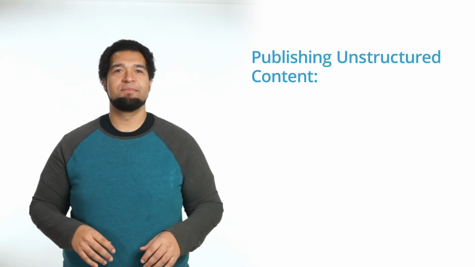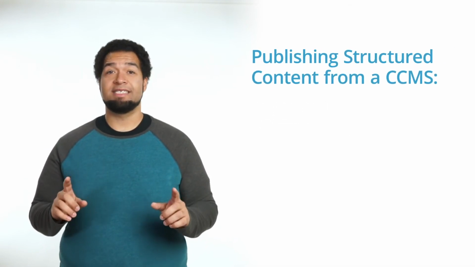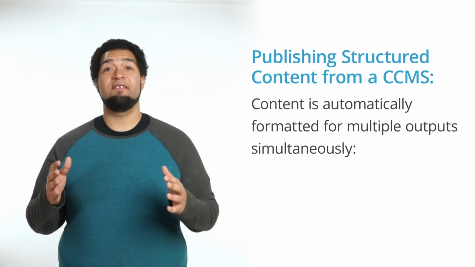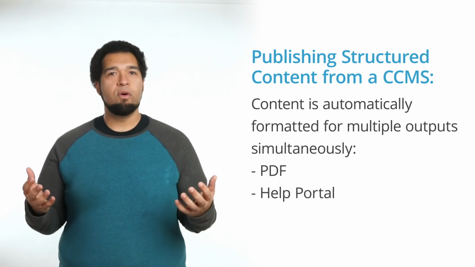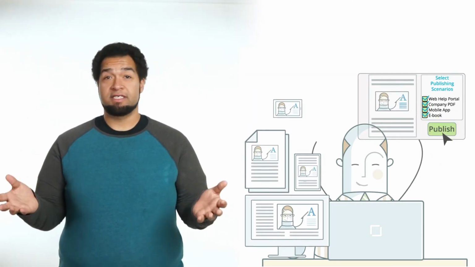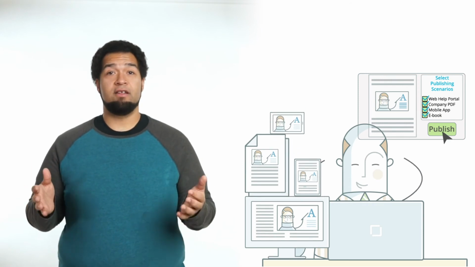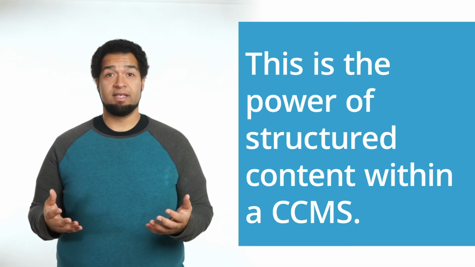It's time to publish. In unstructured systems, publishing is frustrating and time-consuming. But with a CCMS, your content is automatically formatted for multiple outputs simultaneously. PDF, help portal, websites, chatbots. Simply select your audience, select your outputs, and publish. Just like that, you produced a multi-channel experience personalized to your reader. This is the power of structured content within a CCMS.